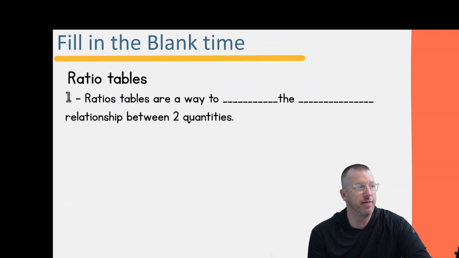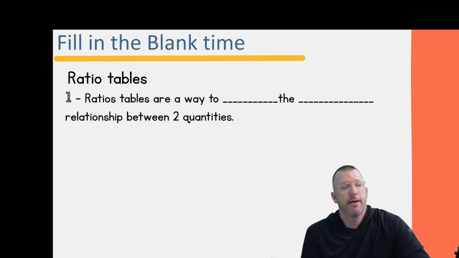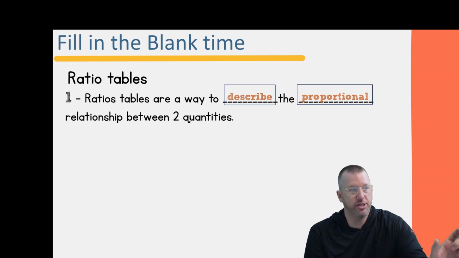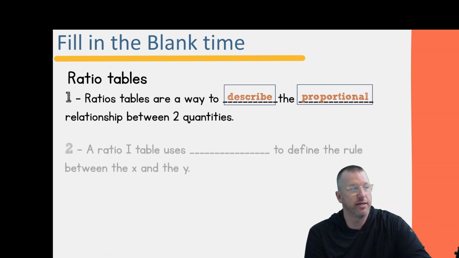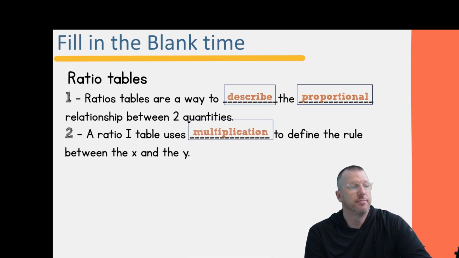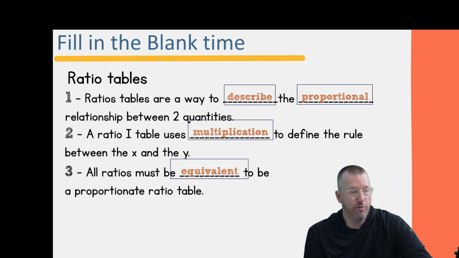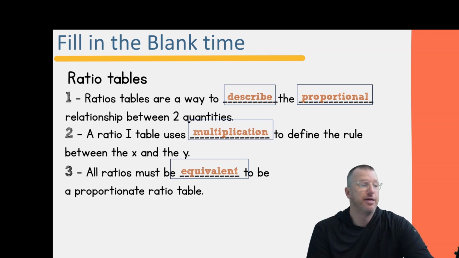Let's fill out our fill in the blank. Ratio tables are a way to compare or describe the proportional relationship between 2 quantities. Okay, so we're given a ratio and then we turn it into a table by bringing more quantities into it. So a ratio table uses multiplication to define the rule between the x and the y. So in order to get from one side to the other, we figure out what we multiplied by, or the opposite direction would be division. All ratios in a ratio table must be equivalent in order for it to be a proportional relationship table. Sorry, a proportional ratio table.